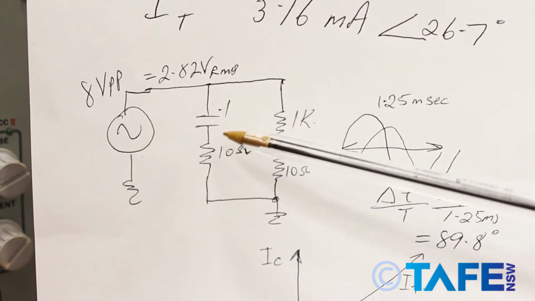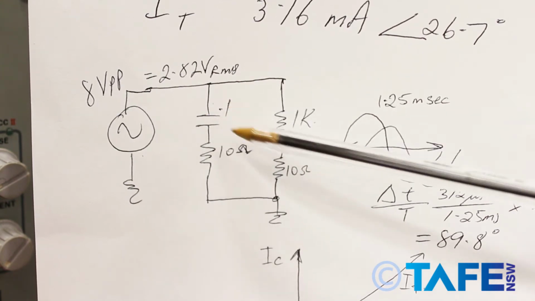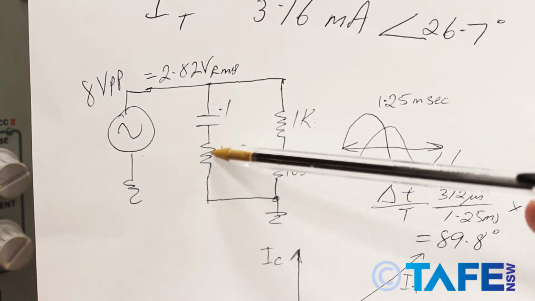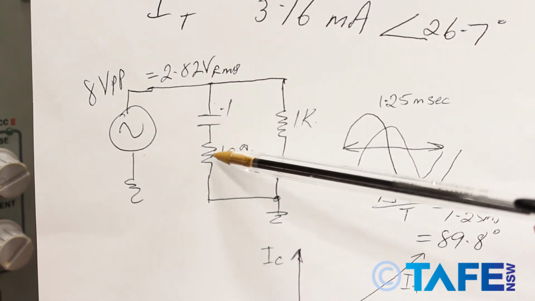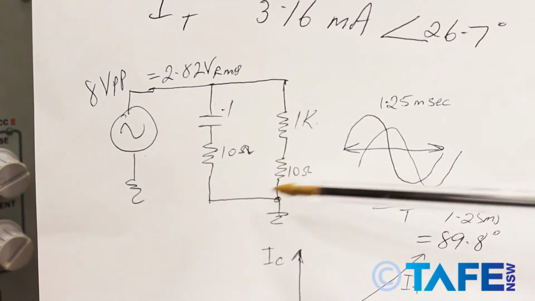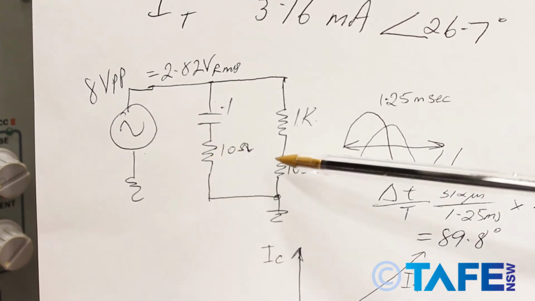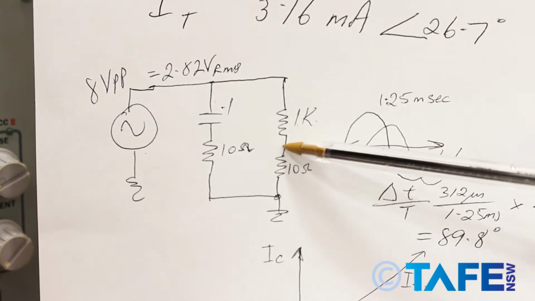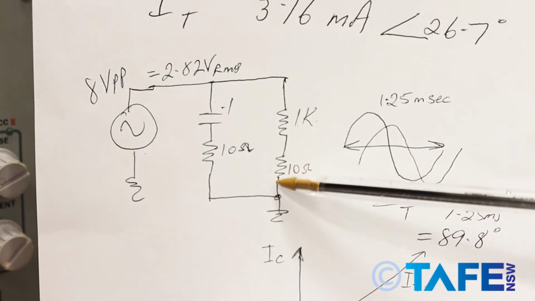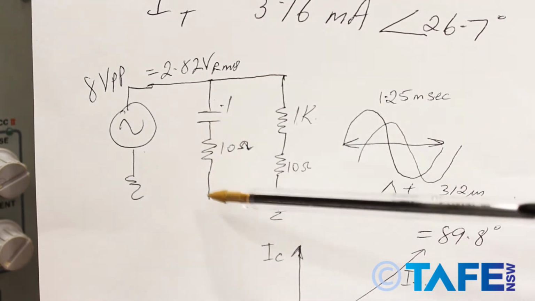Coming into our circuit, we've got parallel branches here, one with 0.1 microfarad, one with 1K. We wanted to measure the currents coming down through each branch, and we've put 10 ohm sensing resistors in the circuit, and then channel 1, I think, is measuring the resistor current by measuring the voltage drop across that resistor, and channel 2 is measuring the capacitor current.